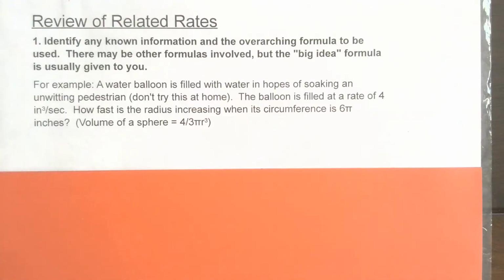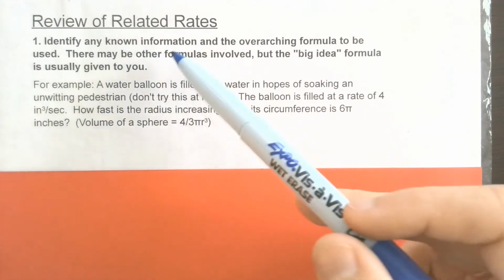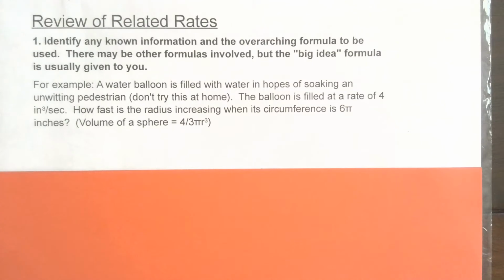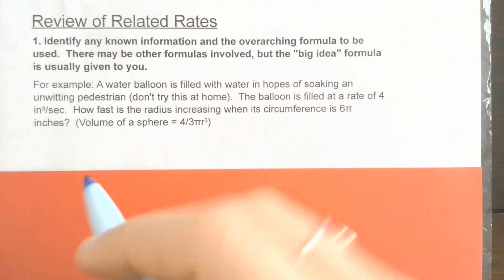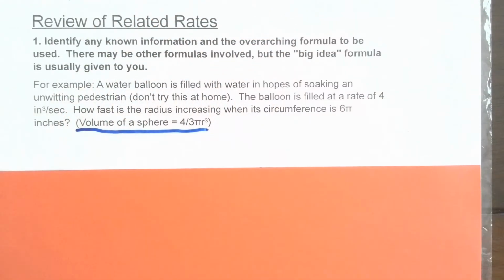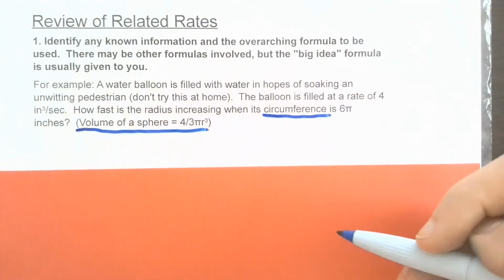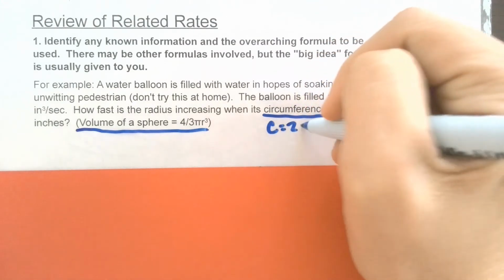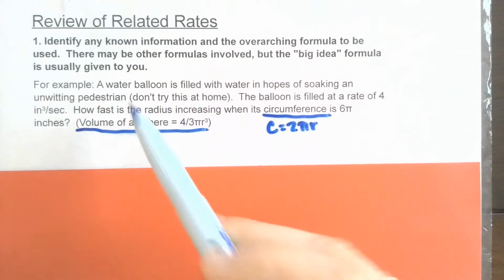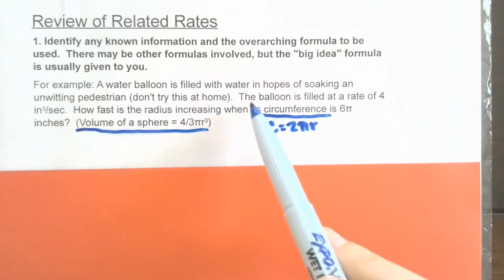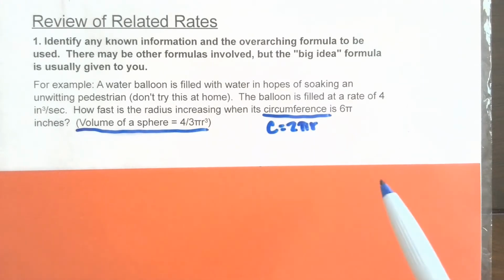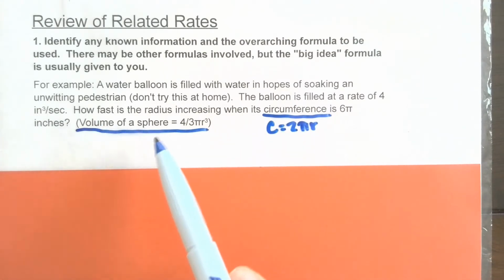So our first step in any related rates problem is just identifying any information that we're going to be using, what it represents, and then also any formulas that we might need. And sometimes they give you a formula, like for this example, they did tell us the volume of a sphere, the formula for that, so we'll note that. But it also involves circumference, so that's one that I'm going to have to know. Circumference is 2 pi r. So in this example, we're talking about a water balloon that someone is throwing at a pedestrian. Don't do that. The balloon is filled at a rate of 4 inches cubed per second, and then it wants to know how fast is the radius increasing when the circumference is 6 pi inches.